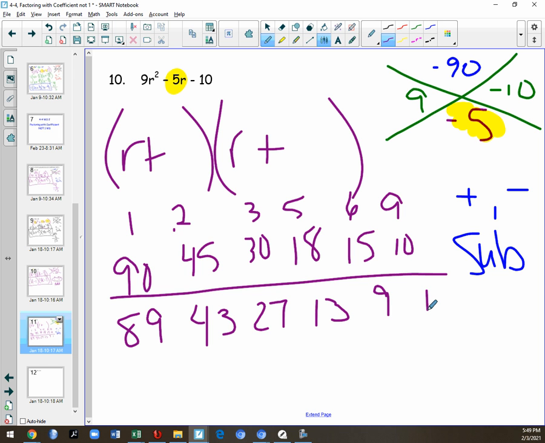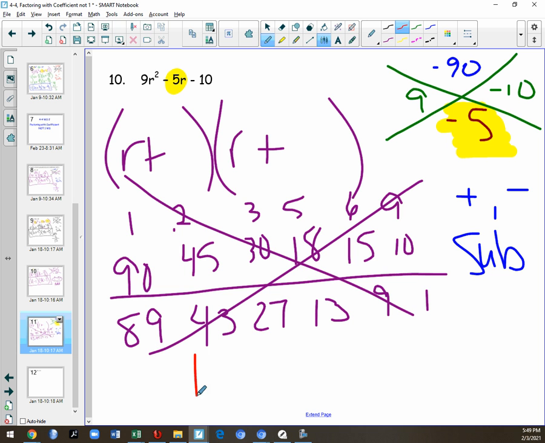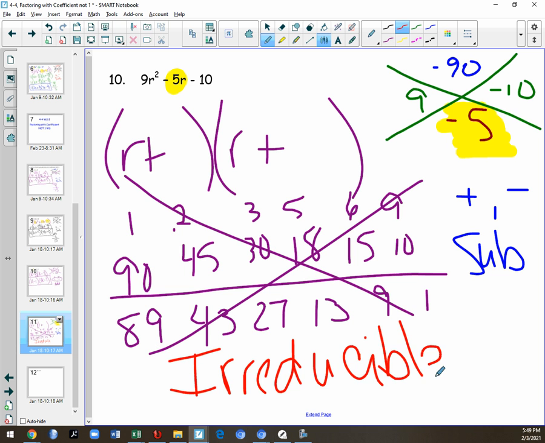Are any of those numbers the value that I want, which is -5? The answer to that is no. So since none of those numbers work, what this means is this is irreducible. Irreducible, meaning I cannot factor that. Okay?